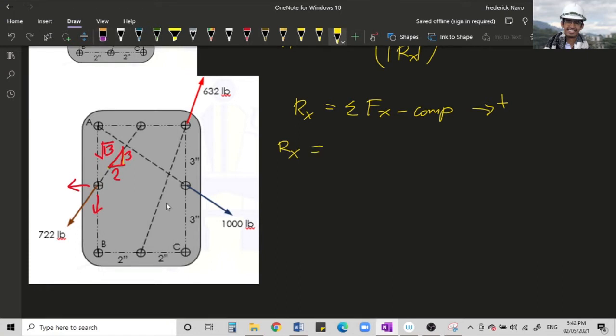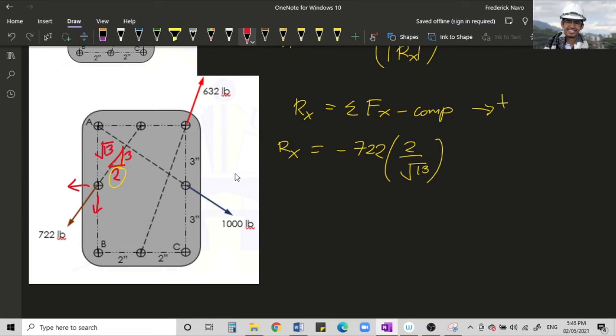So negative 722 pounds. And yung gagamitin natin is yung 2. So for the x, that is 2 over the square root of 13, multiplied by 2. So yung slope ang gagamitin natin. So yung slope natin, along x, itong 2, di ba? Tama? So that will be 2 over yung hypotenuse, square root of 13. So that will be 2 over square root of 13 times negative 722 pounds going to the left, kaya negative.